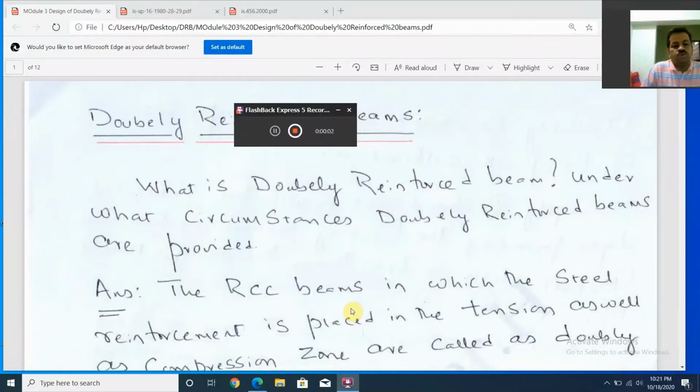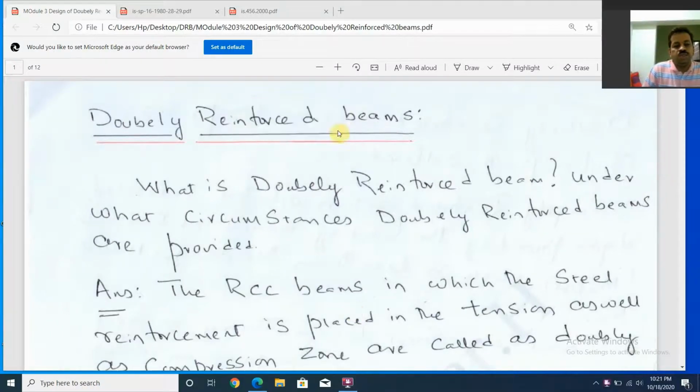Hello, my dear students. Today we shall discuss a doubly reinforced beam, which we have understood in the last class. Anyhow, a quick review: what is a doubly reinforced beam and when do you provide it, and we'll have a review of the derivation that was done.